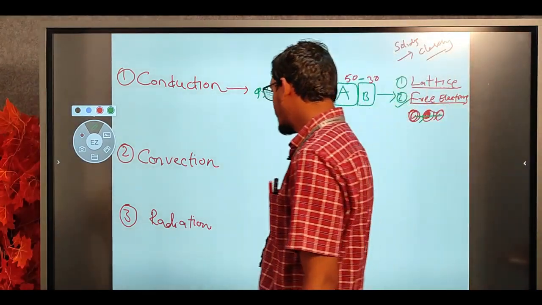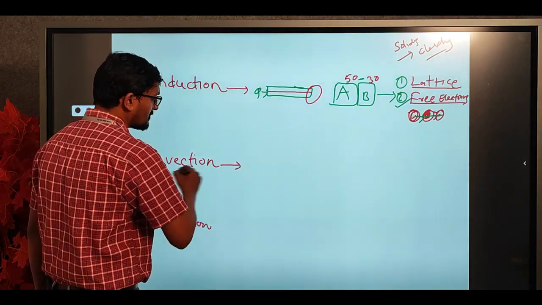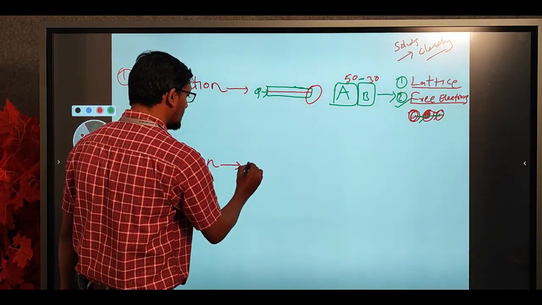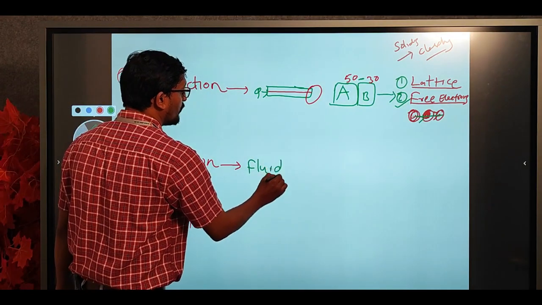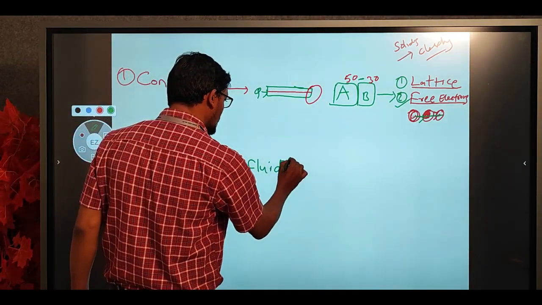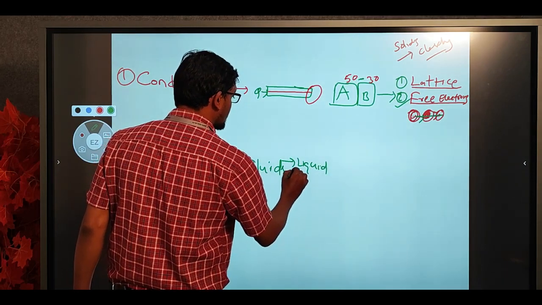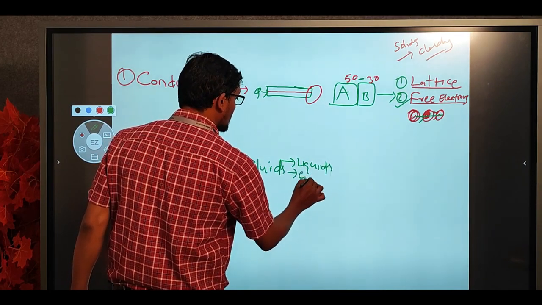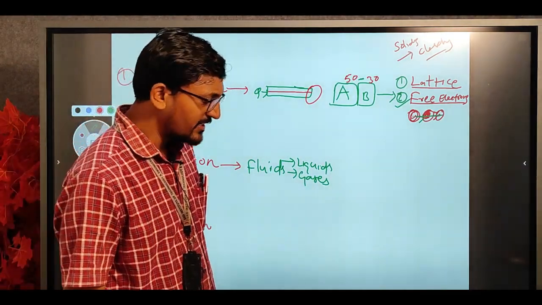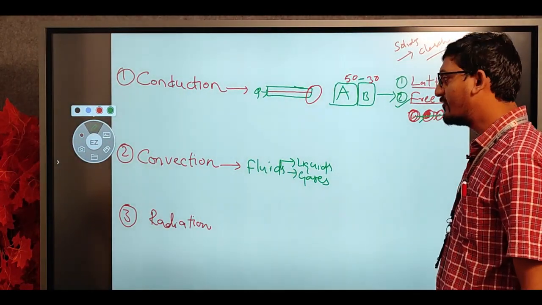And the next one is convection. In convection, a medium is compulsory to exist. The medium will be a fluid. Fluid means it consists of liquids and gases. If the heat transfer is taking place via fluids, then we can consider it as convection.